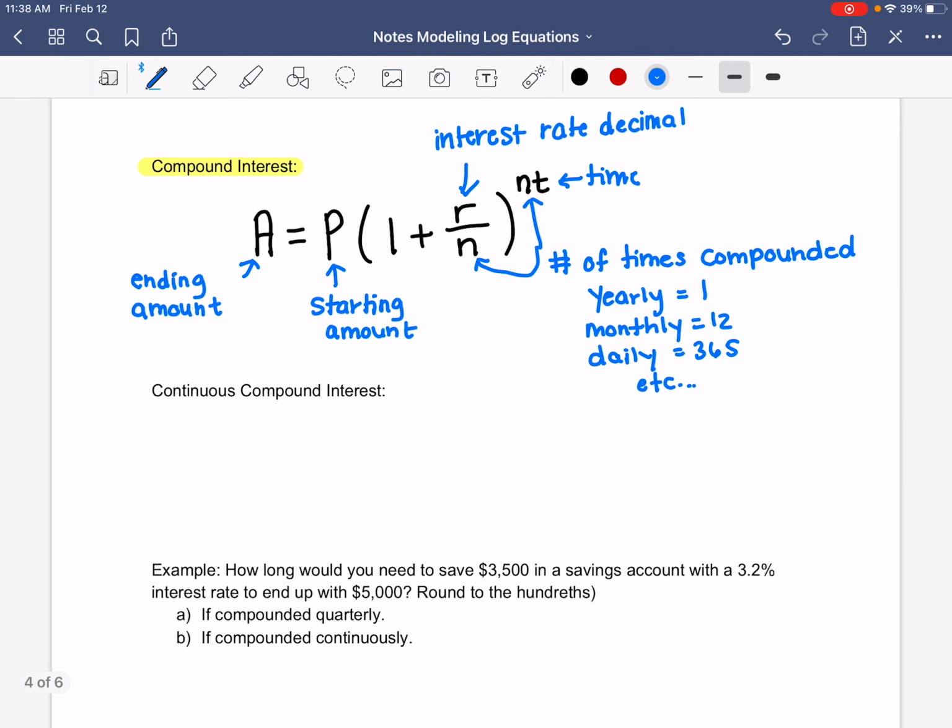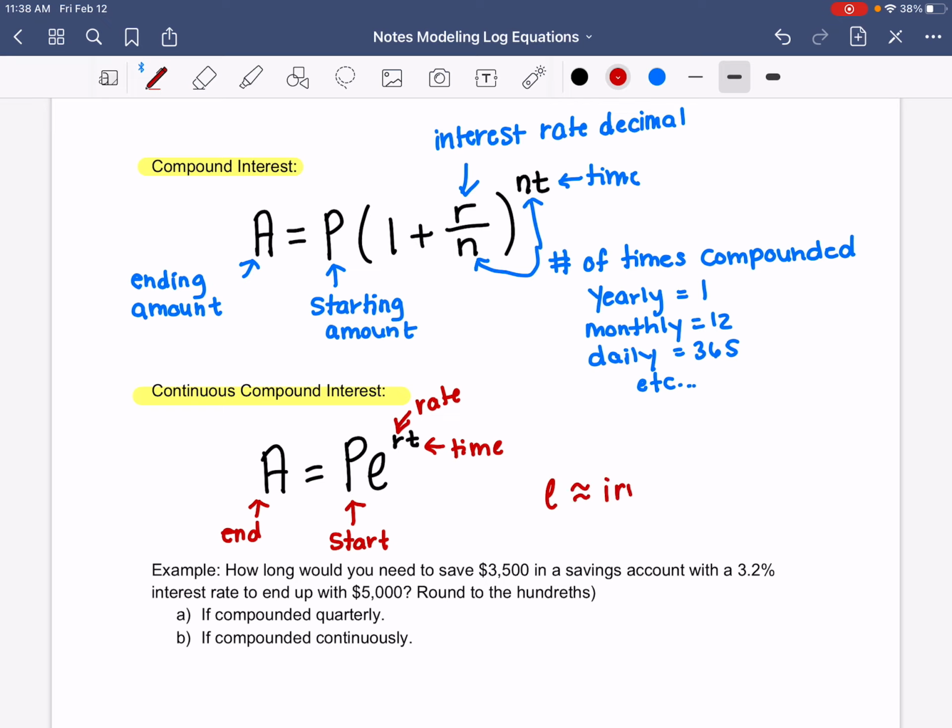The other formula that we have is our continuous compound interest. So continuous is A equals P e to the power of rt, and that e is a number. A is again how much you end with, P is again how much you start with, r is still your rate, and t is still your time, but e is a number. e is that irrational number. It's approximately 2.718, but it goes on forever.